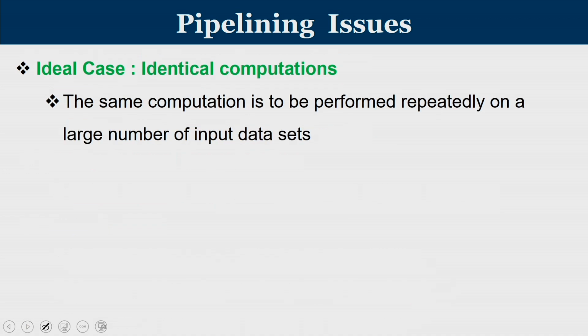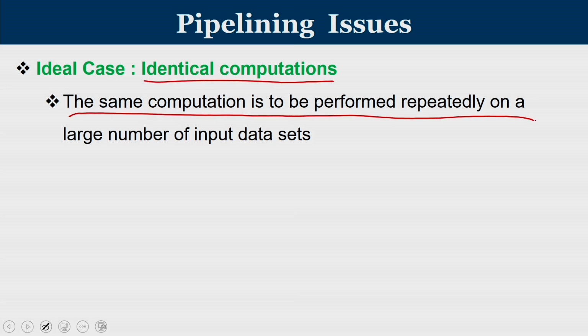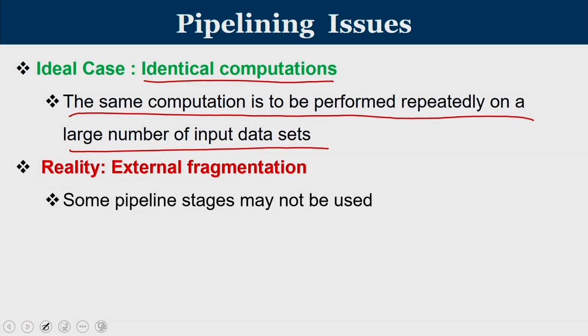The second issue of pipelining is that the ideal case says there is identical computation. The same computation is to be repeatedly performed on a large number of input data sets. So, what we feel is we have 5 different stages and these 5 stages have to be done for every instruction that this processor is doing. In reality, we know that some pipeline stages are not used by every instruction. For example, the MEM stage is not used by an ALU instruction. Why do we keep this? We keep things very simple.